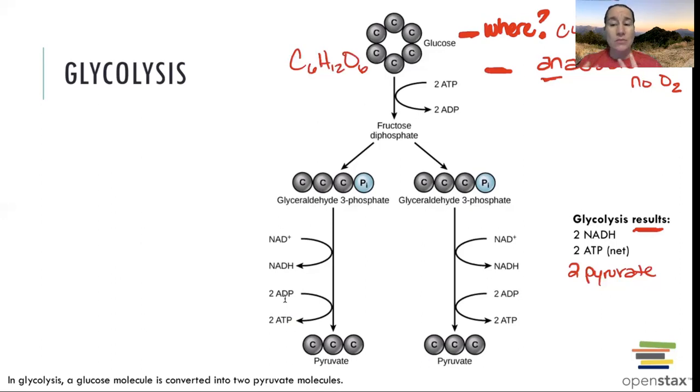We need to get this reaction going. Remember, we said that nothing happens without an activation energy. It's not just going to turn on and this is going to happen. So to get this activated, we're going to bring in 2 ATPs. We have to get 2 ATPs to get the ball rolling on glycolysis. So our 6 carbon molecule is now going to split.